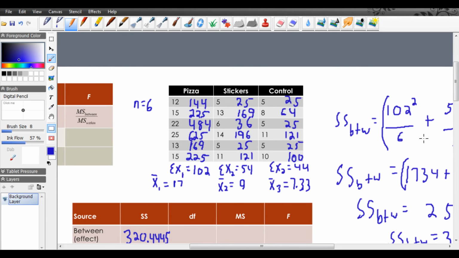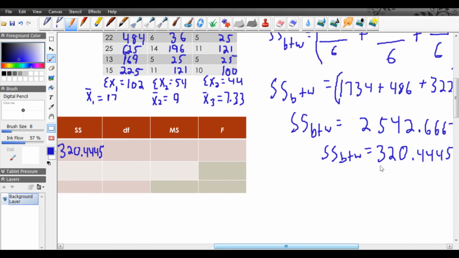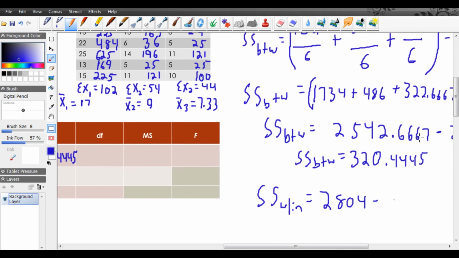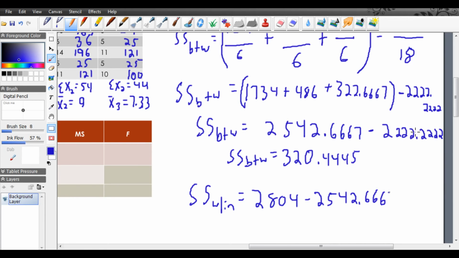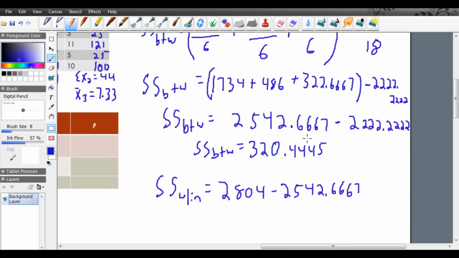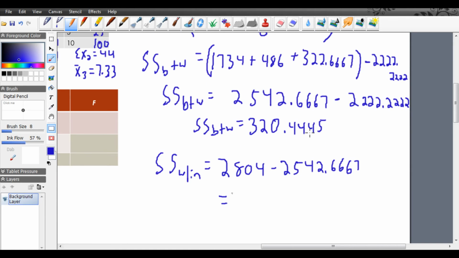I get 2,804. So now we can take the sum of squares within equals 2,804 minus, remember now we're going to subtract the left-hand side from the previous equation, which is 2542.6667, which gets us 261.3333.